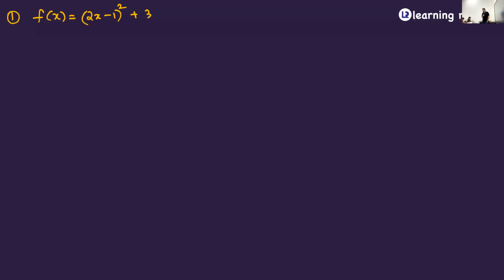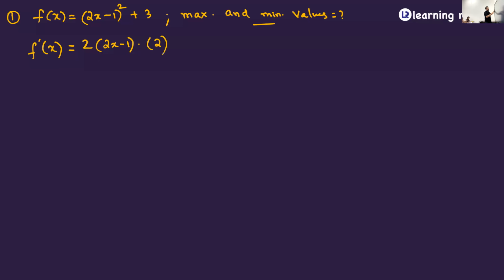What are we supposed to find? Find the maximum and minimum values. Okay. So listen. First, find f dash of x. When you find f dash of x, it comes out to be 2 into 2x minus 1, into the derivative of 2x minus 1, which is 2, right? So you get 4 into 2x minus 1. This is the value of f dash of x.